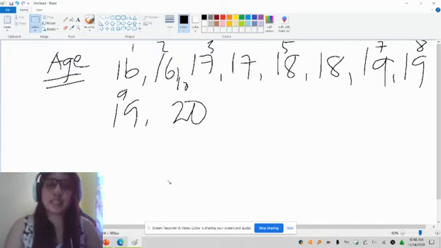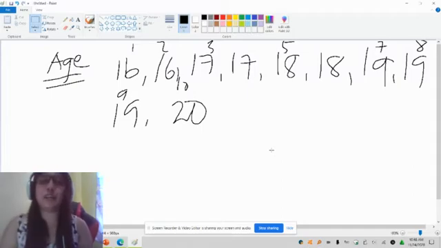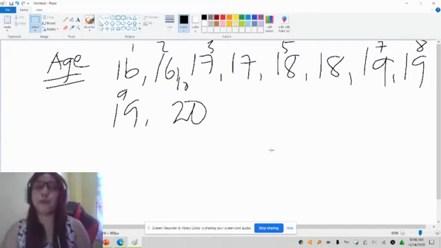So this is the data for age. We have age 16, 16, 17, 17, 18, 18, 19, 19, 19, and 20. As mentioned previously, this is arranged already from lowest to highest age. In case you are given data that is not yet arranged, make sure to arrange it first before proceeding to the computation.